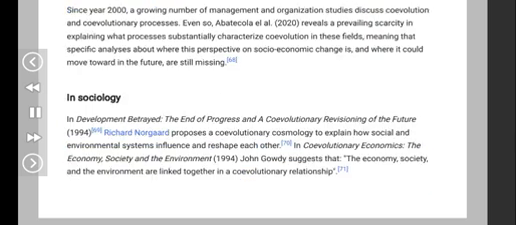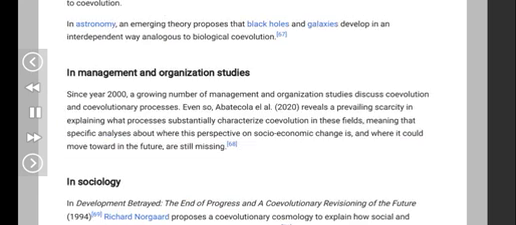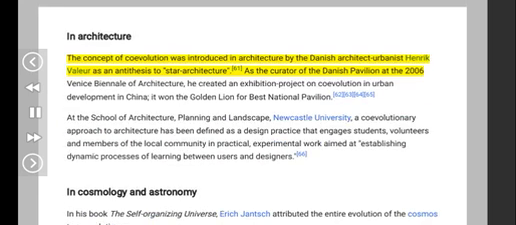In architecture, the concept of coevolution was introduced by the Danish architect and urbanist Henrik Valeur as an antithesis to star architecture. As the curator of the Danish Pavilion at the 2006 Venice Biennale of Architecture, he created an exhibition project on coevolution in urban development in China. It won the Golden Lion for Best National Pavilion.